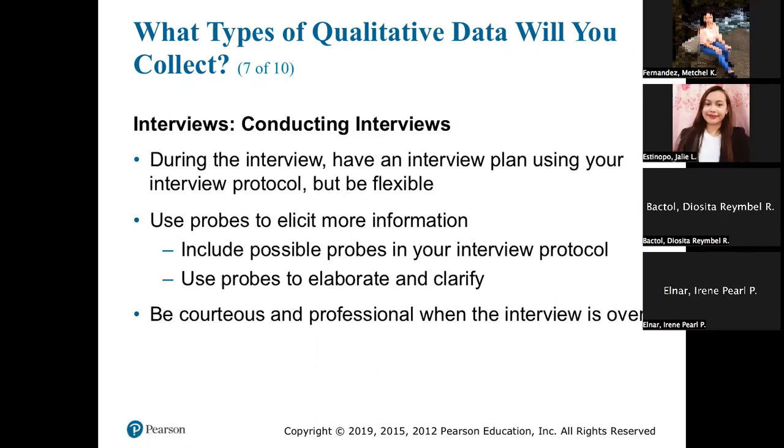Yes, sir. So, conducting interviews. During the interview, have an interview plan using your interview protocol, but be flexible. Second, use probes to elicit more information, include possible prompts in your interview protocol, and use prompts to elaborate and clarify. Then be courteous and professional when the interview is over.